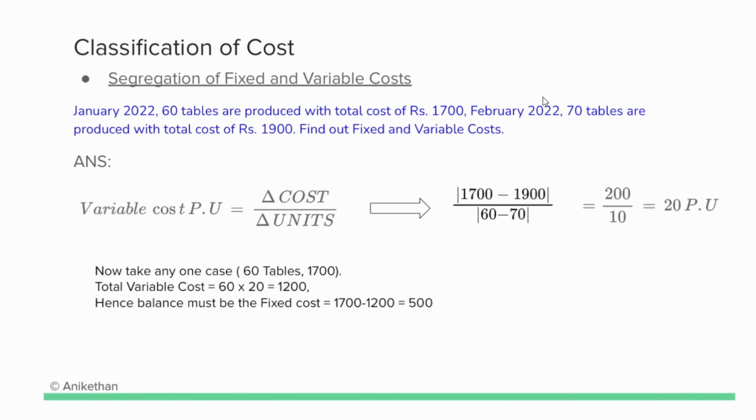When certain costs are incurred, it is very essential to segregate them into fixed and variable cost. So how to do this?